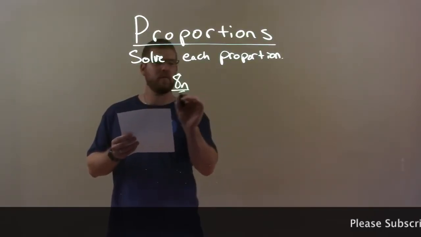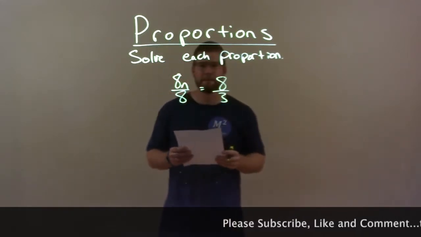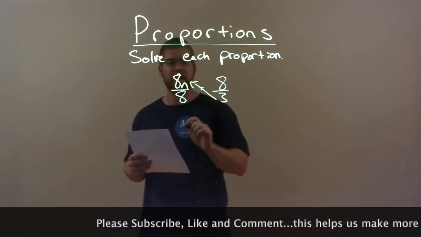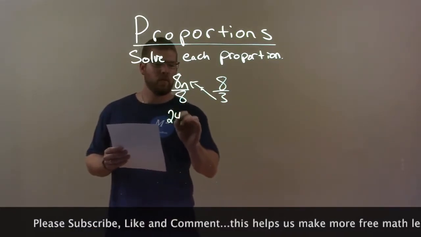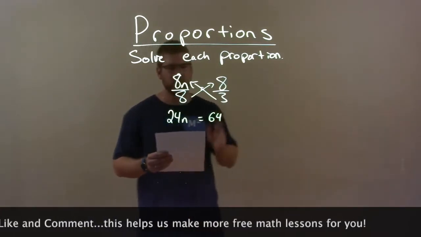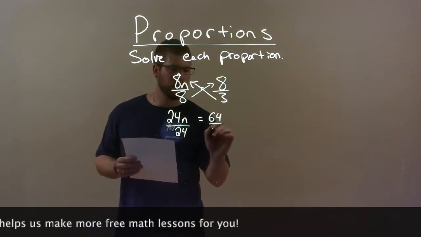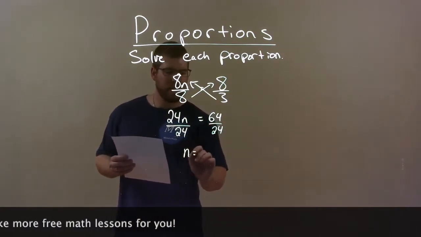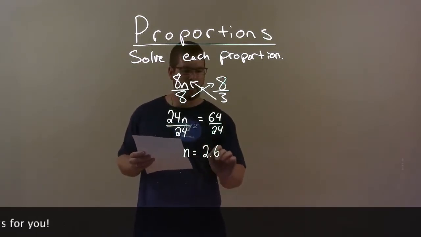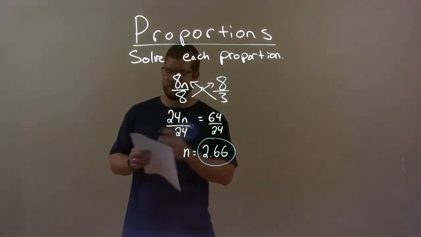8n over 8 equals 8 over 3. Okay? Well, the first thing I want to do is cross multiply. 3 times the 8n is 24n, and 8 times 8 is 64. Then from there, I want to get n by itself. Divide both sides by 24. That gives me n by itself, and 64 divided by 24 is a rounded answer of 2.66. And so there we have our final answer.